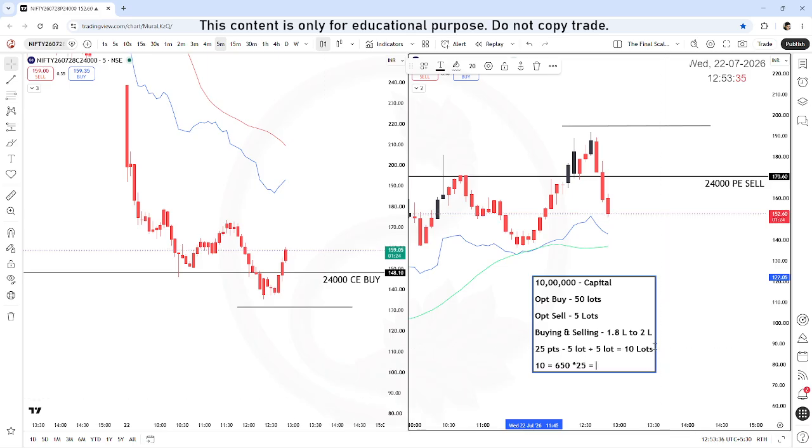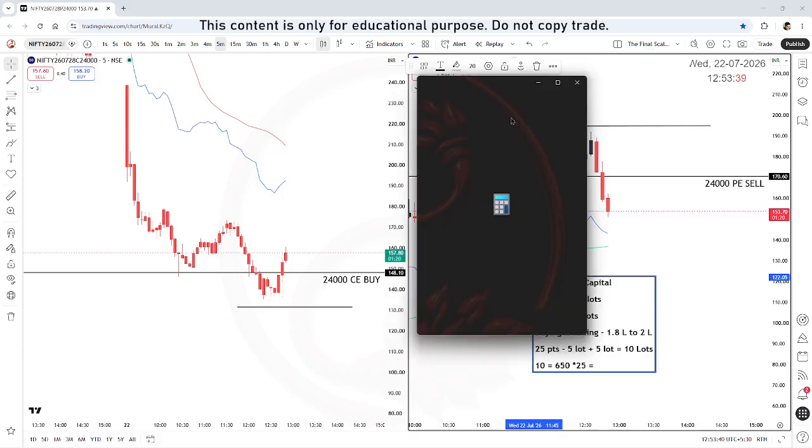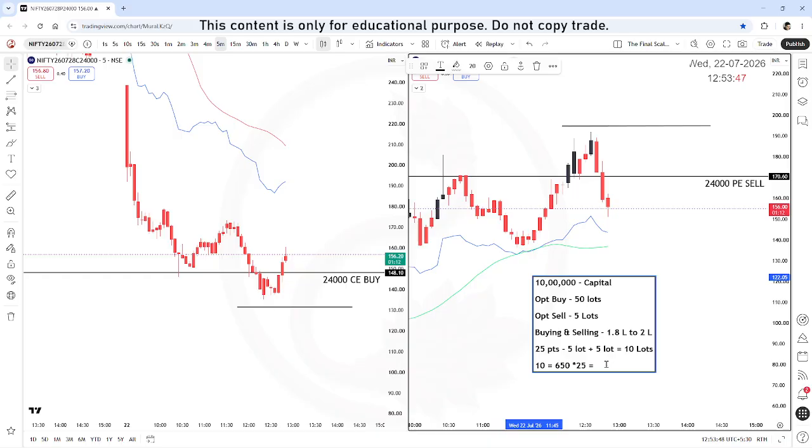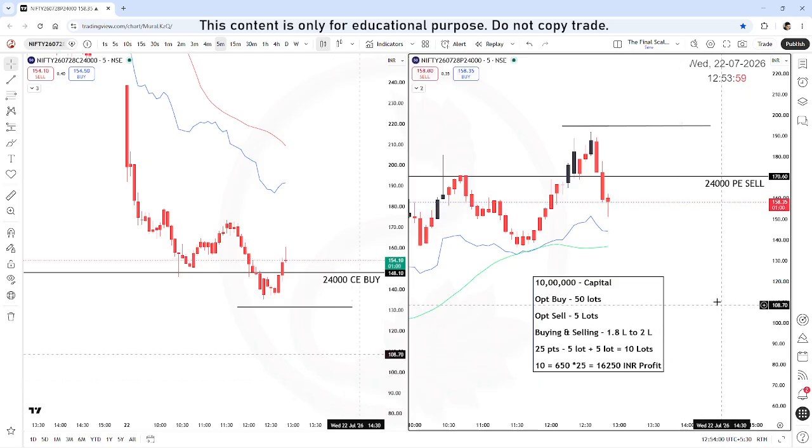Okay, and that will be plus to the amount 650 into 25, 16,250. That is our current unrealized profit. Okay, so this is the power of it, right?